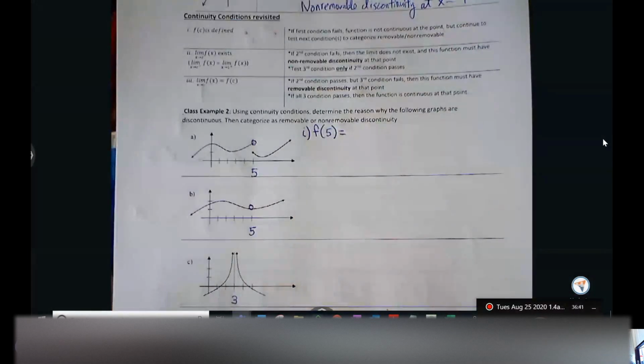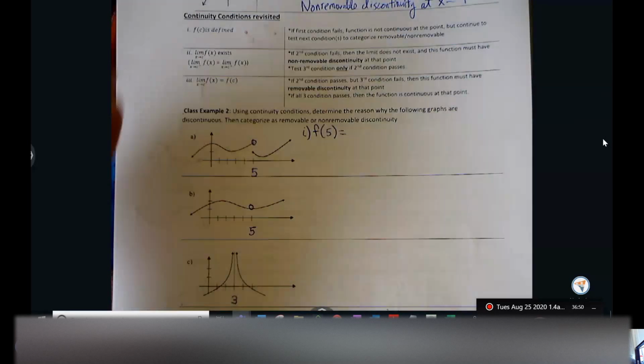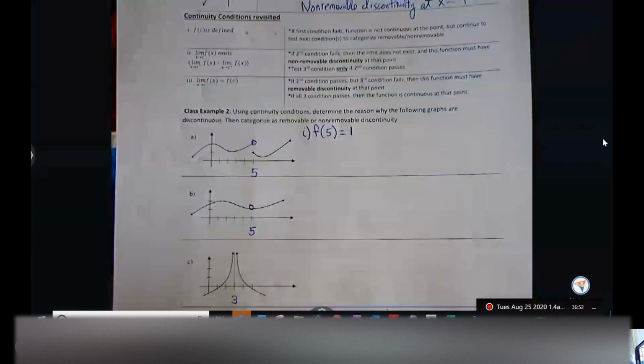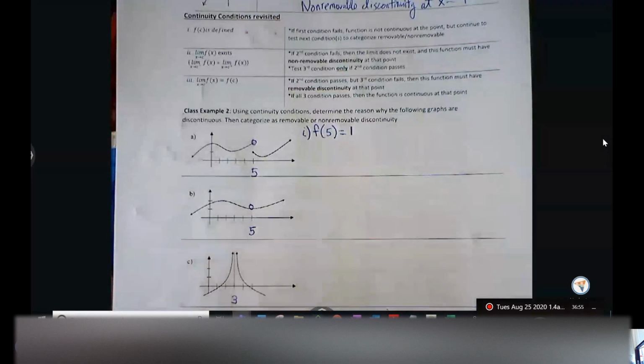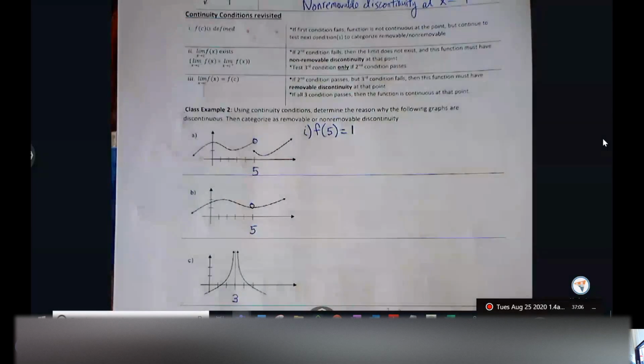So first things first, we have to find the point. We know our C value is 5, so f of 5. What's f of 5 equal to? One. Just 1, right? Regardless of what you get from the first condition, you're always going to move to the second one. We're never going to stop after just the first one, because if the point doesn't exist, it could be a vertical asymptote, but it could also be a hole in the graph. We still don't know. But in this case, the point exists, so we keep going. We're just gathering information with the first condition.